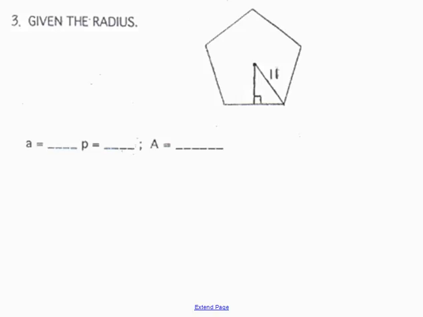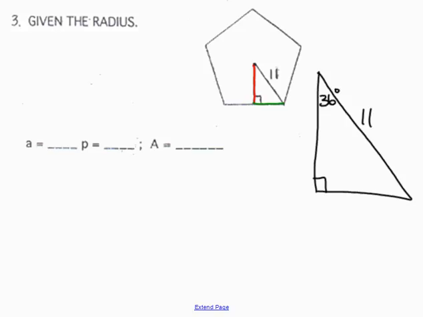Okay, so now we don't have the apothem. They gave us the radius. So we don't have anything here, and we don't have anything here, but we have the radius. So we're going to have to do SOHCAHTOA again. I'm going to take that triangle out, put it over here, and I've got 11, and I've got this. But I do know what the angle at the top is. That angle at the top is 36 degrees. Remember, we figured that out for the last problem.